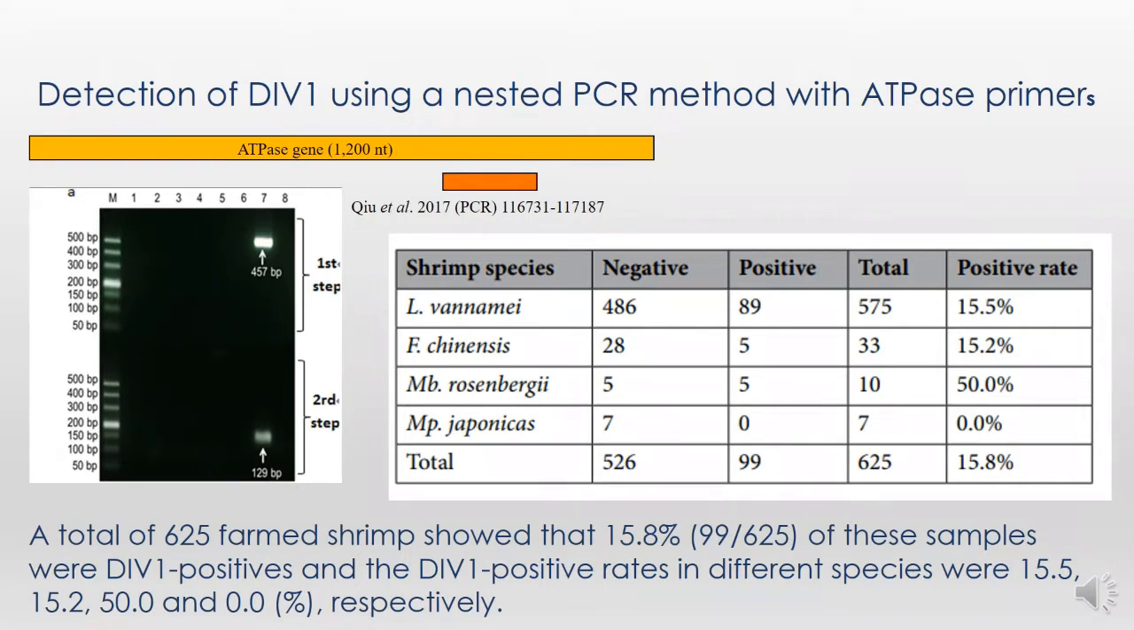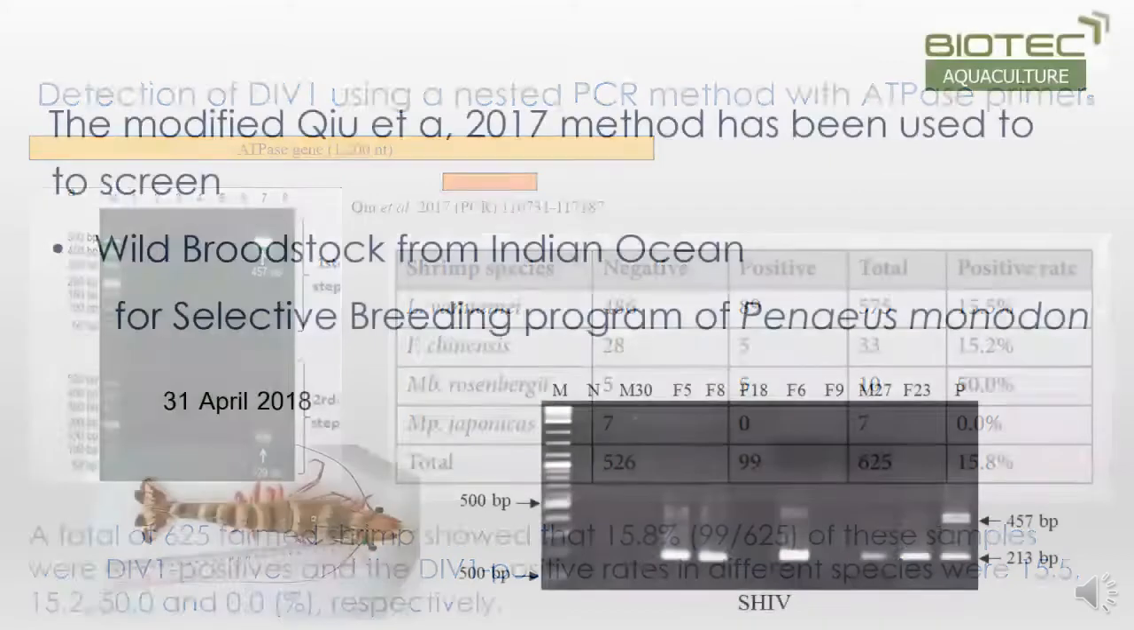And it was found that within 625 samples tested, 99 of them were positive, with different positive rates. For example, as you can see in this table, the highest positive rate was found in the farmed Macrobrachium rosenbergii at 50%, whereas the shrimp Penaeus vannamei and chinensis is about 15%.